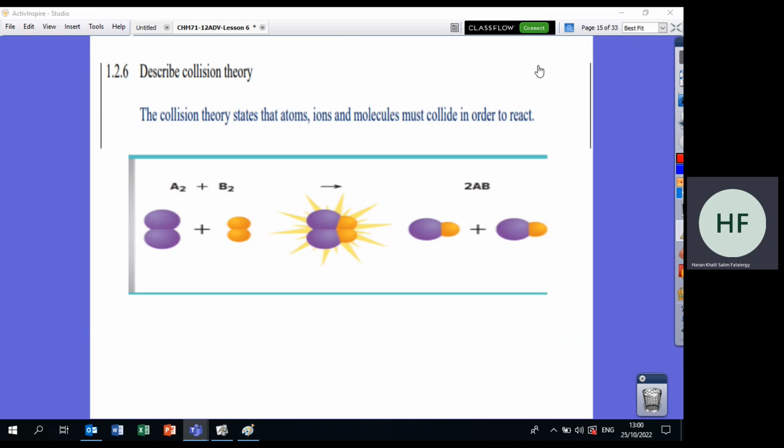Okay, now we want to explain something called the collision theory. Now, according to this graph, A2 and B2, what do they represent? They represent the reactants. Okay, now 2AB, what do they represent? They represent the products. Now, how can we tell that there is a reaction taking place? Notice that in the reactants there are two purples together, two yellows together. In the products, one purple bonded to one yellow and one purple bonded to one yellow. So these two are not the same like these two. This means that there is a reaction taking place.